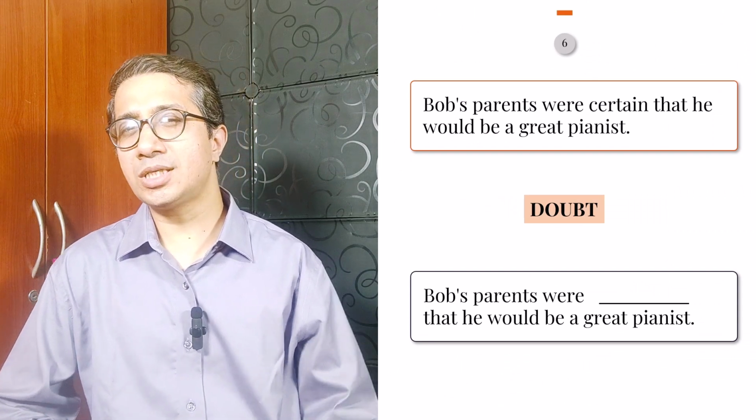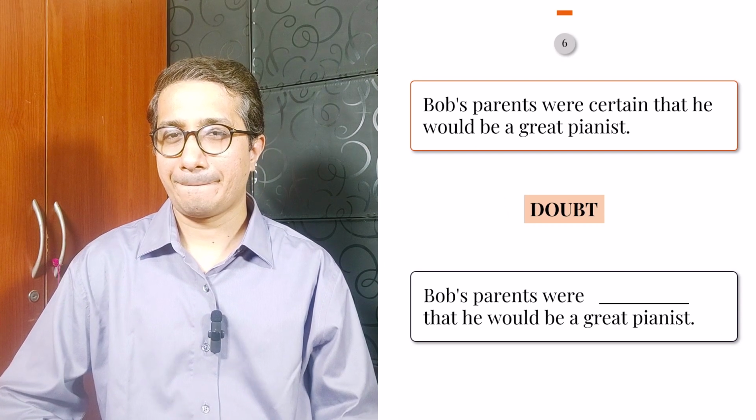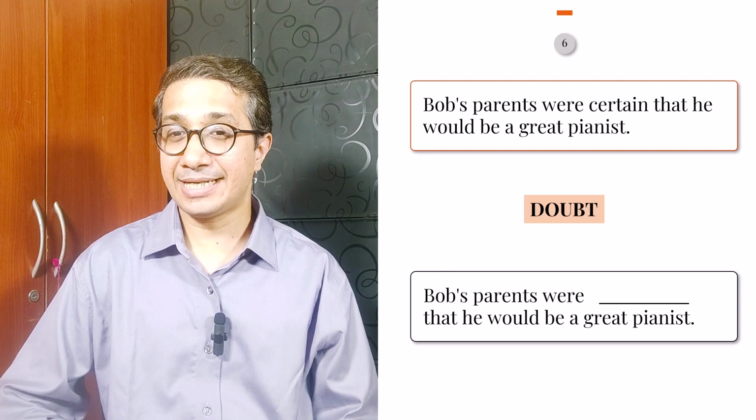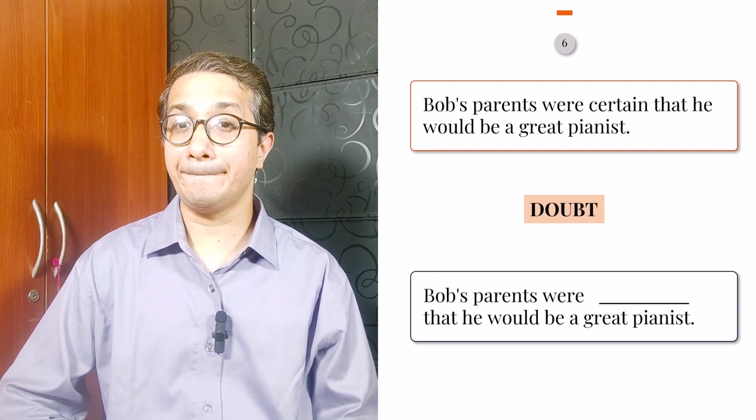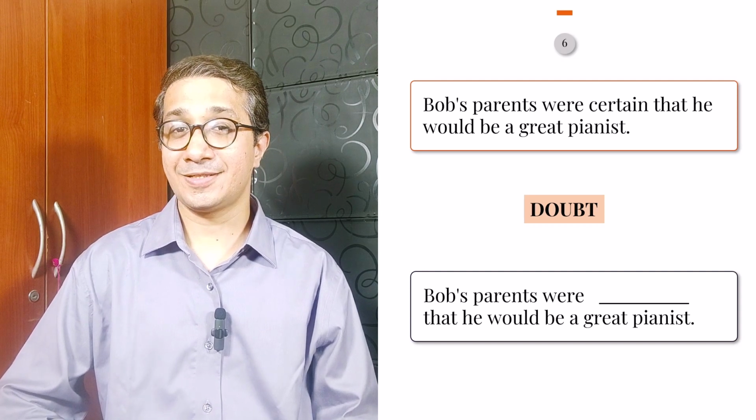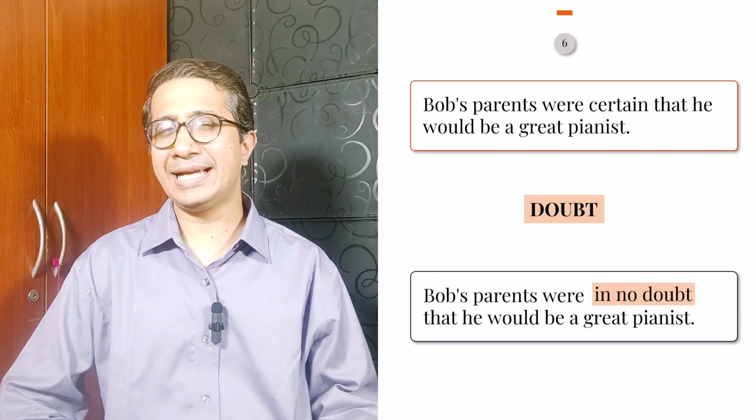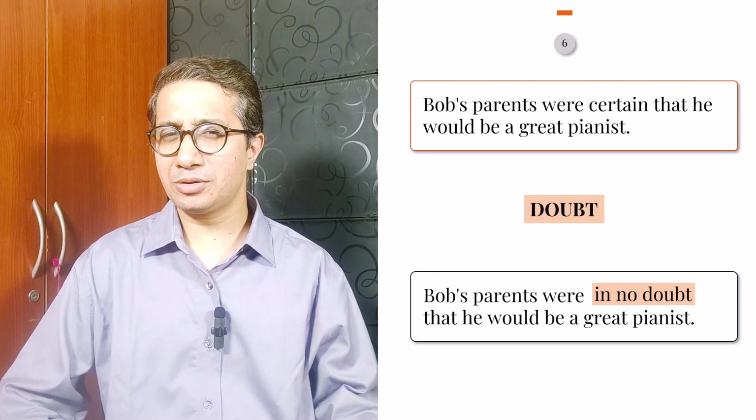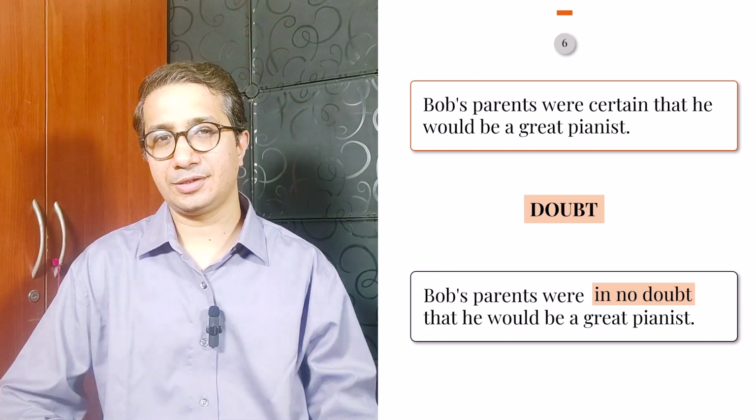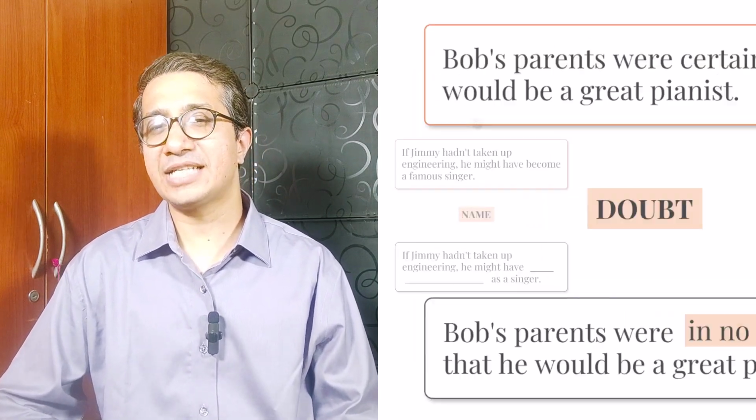Number 6. Bob's parents were certain that he would be a great pianist. The keyword is doubt. The second sentence: Bob's parents were that he would be a great pianist. Answer: Bob's parents were in no doubt that he would be a great pianist. In no doubt: almost certain, 100% sure, certain, confident. Okay.